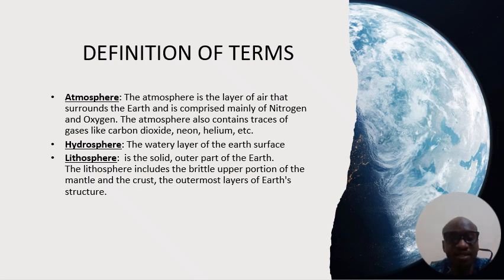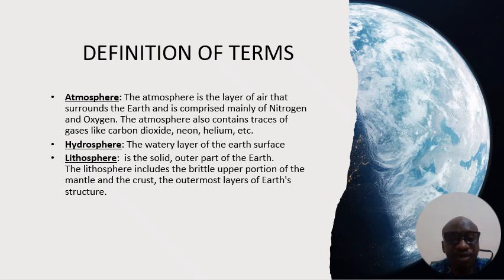The hydrosphere is the watery layer of the Earth, and it comprises all the water found on the surface. This includes the oceans, rivers, lakes, glaciers, and groundwater. So water in the hydrosphere is constantly moving through the water cycle: evaporation, condensation, precipitation, and so on. Then we have the lithosphere.